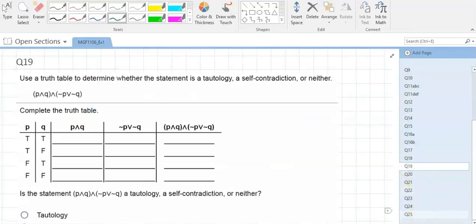Okay. Number 19. Again, it's all going to be about a truth table, and then it's going to ask us another question about, is it a tautology, a self-contradiction, or neither? So we'll talk about those here in a second. Let's first take care of our truth table.